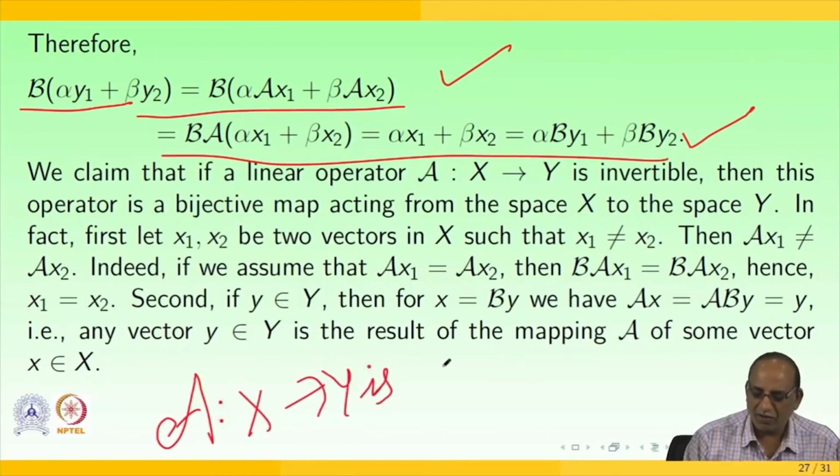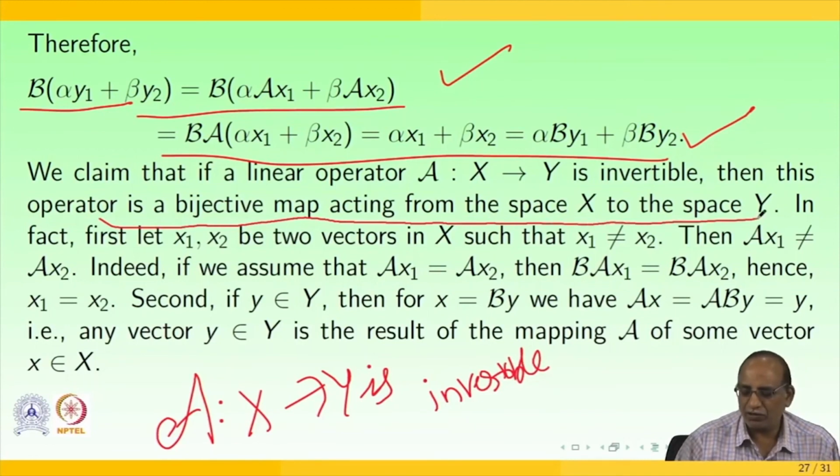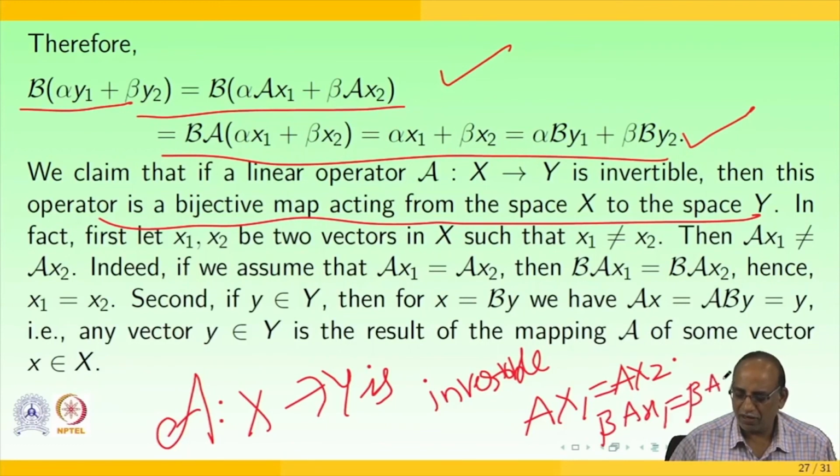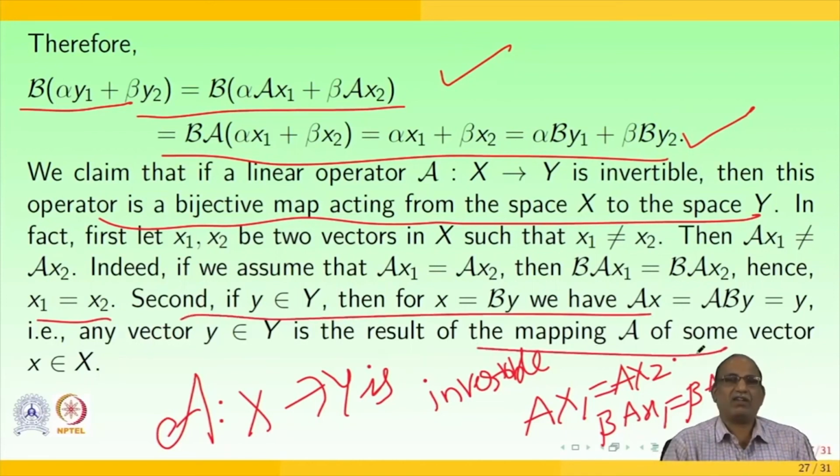is invertible, then this operator is a bijective map acting from the space X to space Y. So, you will have A x1 is equal to A x2 and beta of A x1 is equal to beta of A x2. Hence, x1 is equal to x2. So, therefore, the mapping is with some vector x belongs to X.